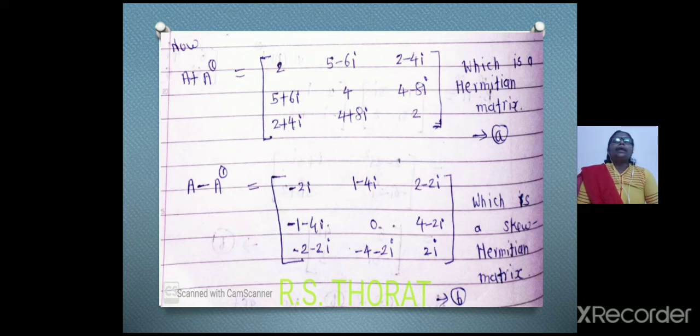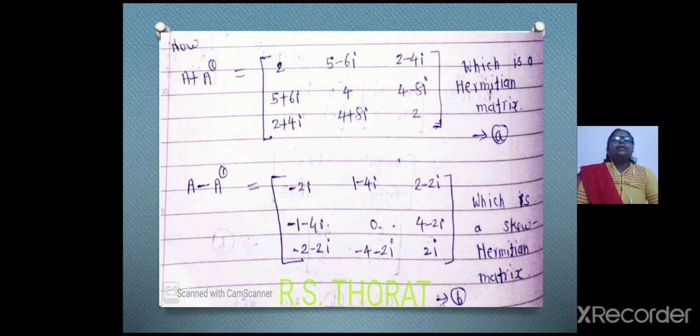Similarly, we calculate A minus A raised to theta. In this square matrix, diagonal elements are either 0 or purely imaginary numbers, and other elements are negative complex conjugates of each other. That is Aij equal to minus Aji bar. Consider any element, A13 element. A13 element is 2 minus 2i. Take conjugate of this element. Conjugate of 2 minus 2i is 2 plus 2i. Take negative of that. That is minus 2 minus 2i.